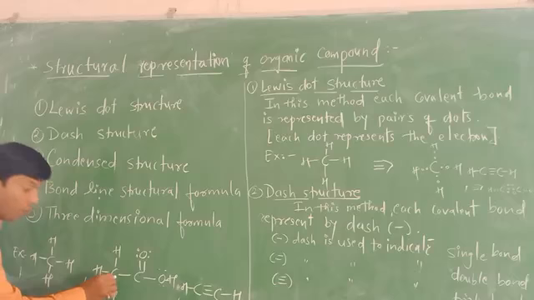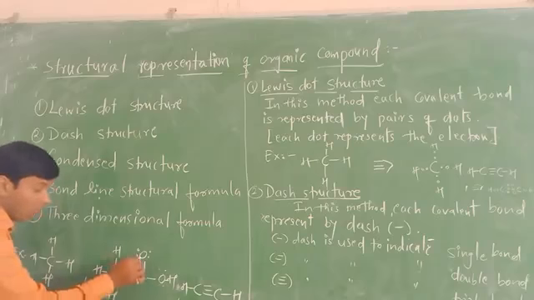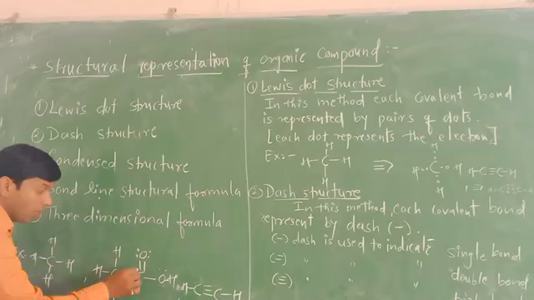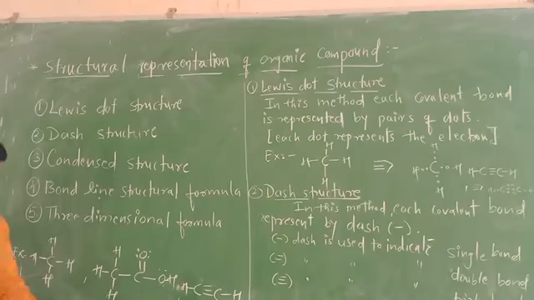Here the methyl group is there, where on this carbon atom 3 hydrogen atoms are bonded by single dashes. These carbons are bonded by a single dash. Carbon and oxygen in the carbonyl group are bonded by a double dash, that is a double bond. And here also the carbon-oxygen bond is a single dash, and oxygen-hydrogen is bonded by a single dash. So this particular structure is also called complete structural formula or dash structural formula.